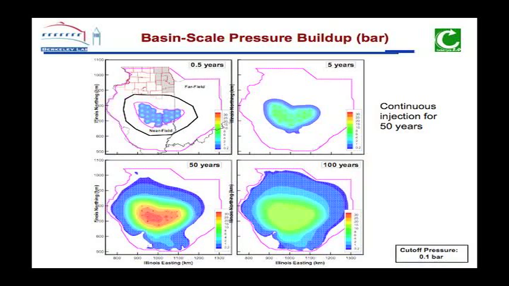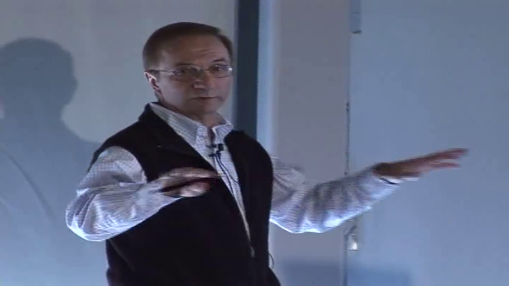And then as time goes on, after a half year, 5 years, 50 years, you continuously inject for 50 years. This shows how pressure builds up in the Mount Simon sandstone and how big the footprint of this pressure increase is. So if you stop injecting after 50 years, things still keep moving outward because you've overpressured this central region.